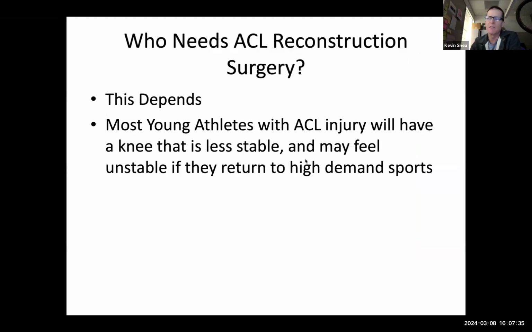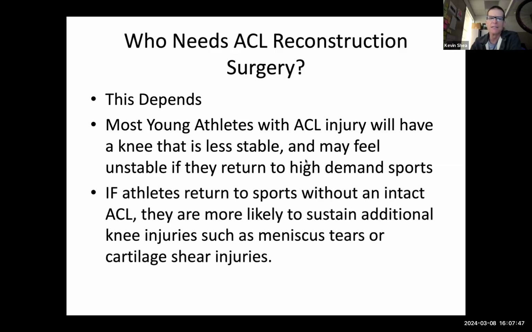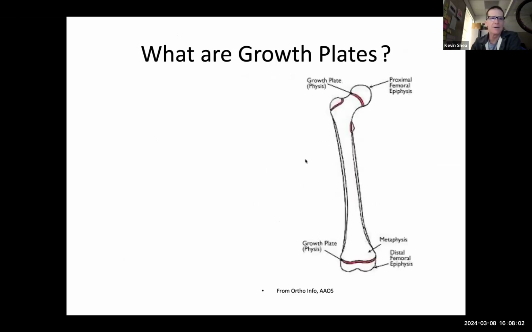Once again, who needs surgery? Well, I think it really depends, but most younger patients, or athletes, or anyone of any age who's really active, if they go back to more demanding activities with an ACL injury, they're probably going to feel unsafe with high demand activities or sports. And if you try to go back without an ACL, you're more likely to cause further damage to your knee. You can shear articular cartilage, you can crack off a piece of bone and cartilage in the knee, and you can cause meniscus tears. Sometimes they're not repairable. So that's the downside to going back to high-level sports if you've had an ACL tear.